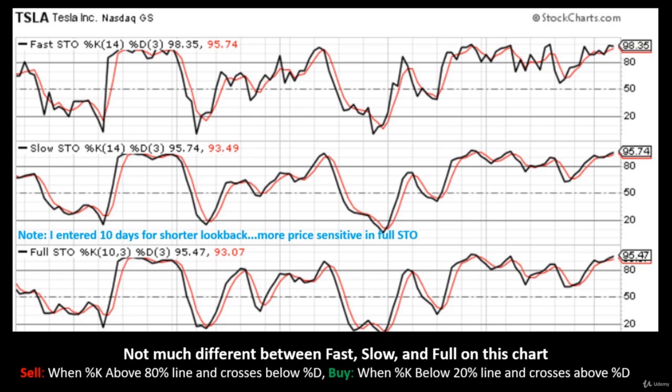I would say most people are using the traditional, original STO, which would be termed the fast, and then they might use the slow one to see it a little more visually right before they decide they're going to do something. They want to make sure they're seeing what they're seeing a little more clearly, so they'll use the slow one in that aspect.